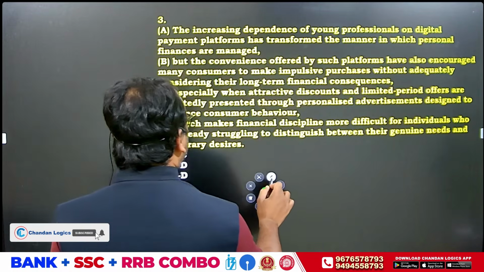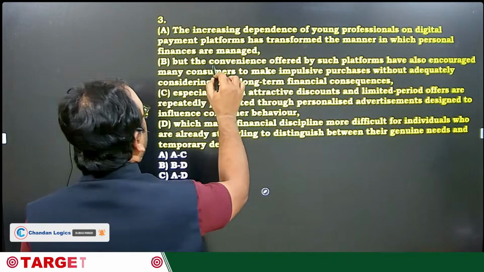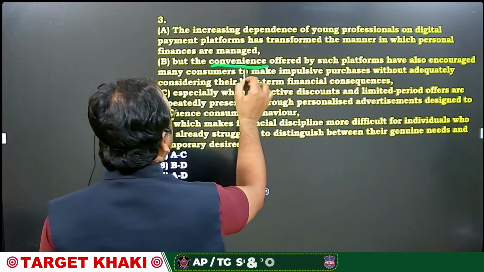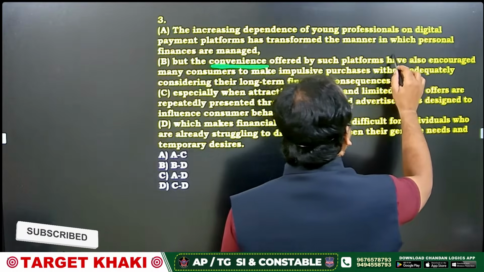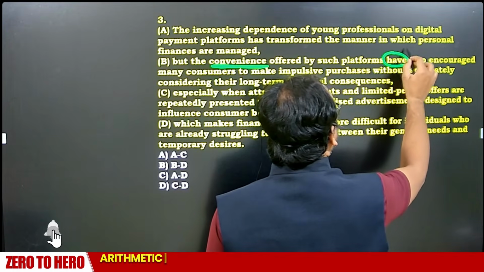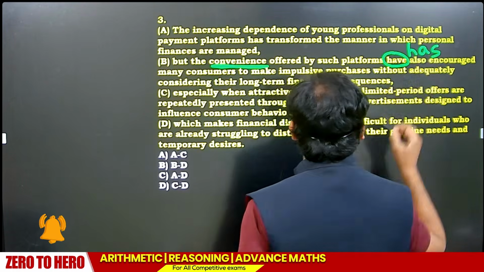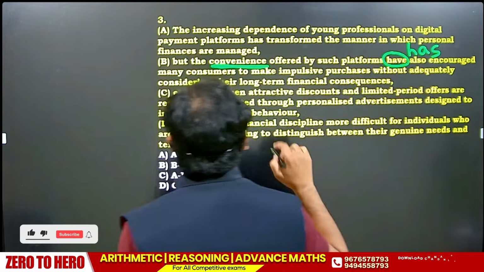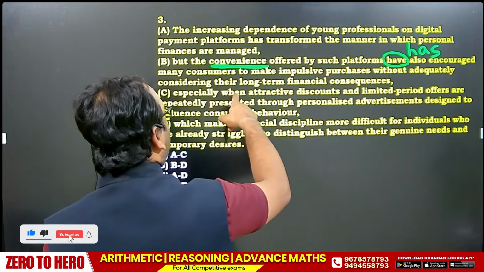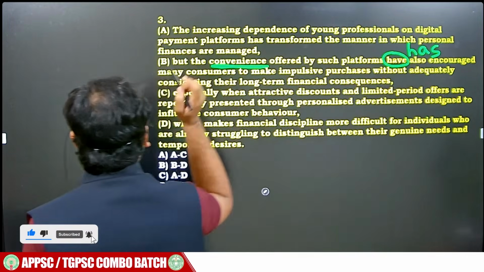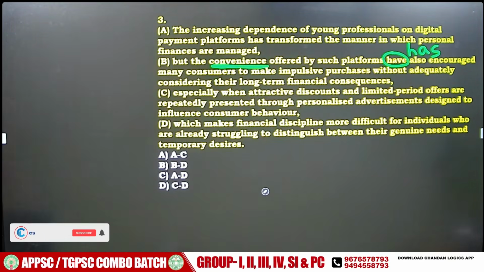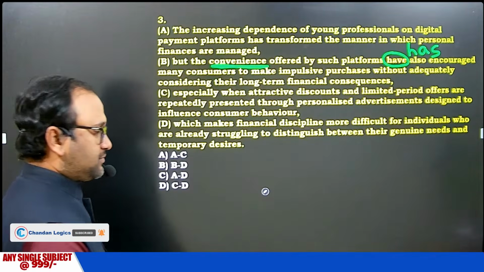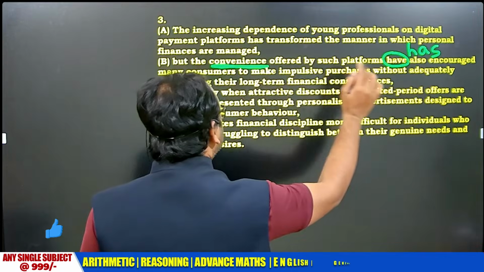If you look at the second option, here the subject is convenience. Then how can we use have? We must use has. The subject is convenience. The convenience offered by the platforms has also encouraged many consumers. So convenience is a subject.